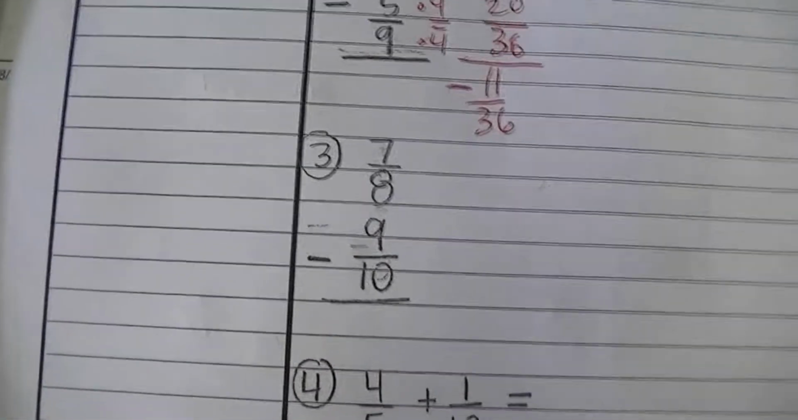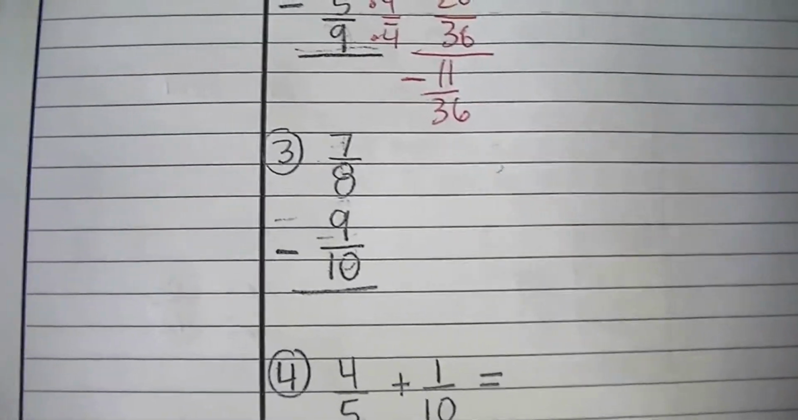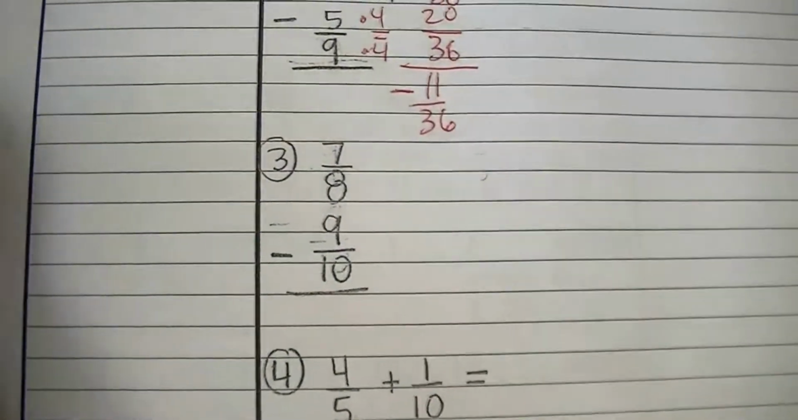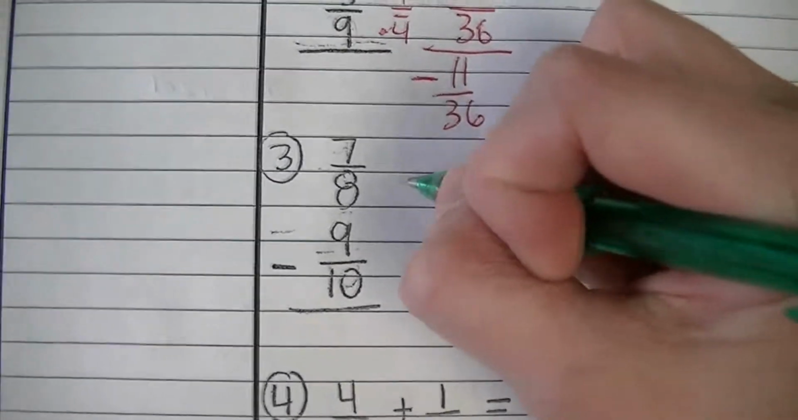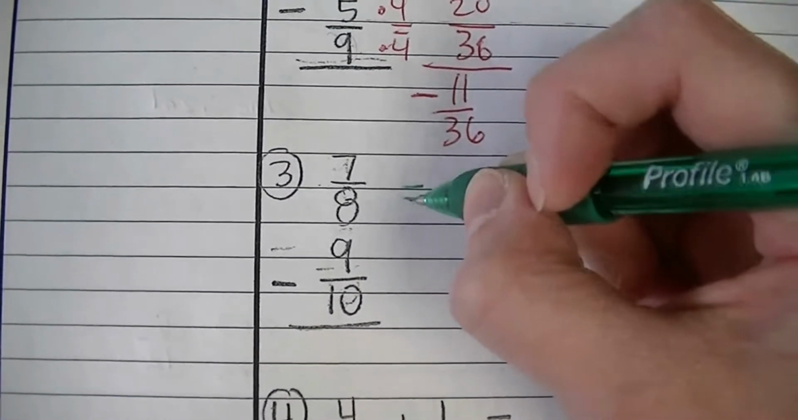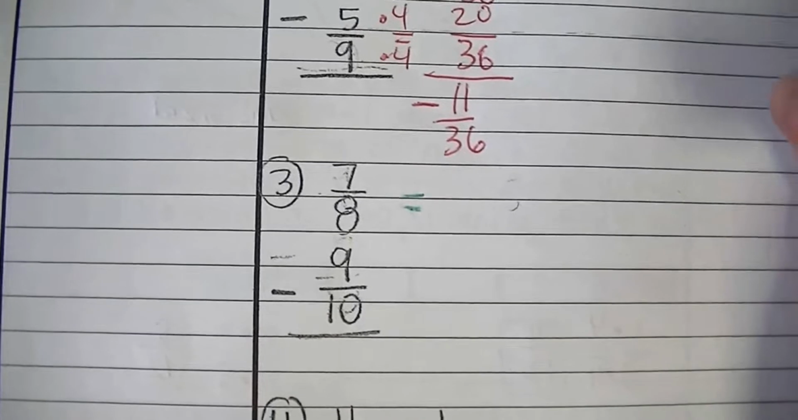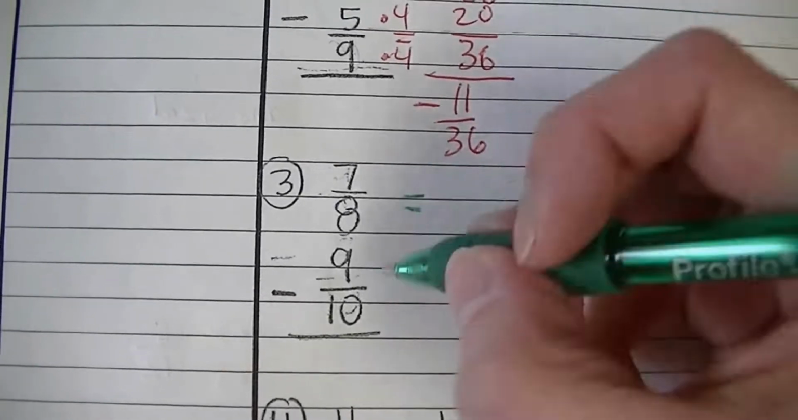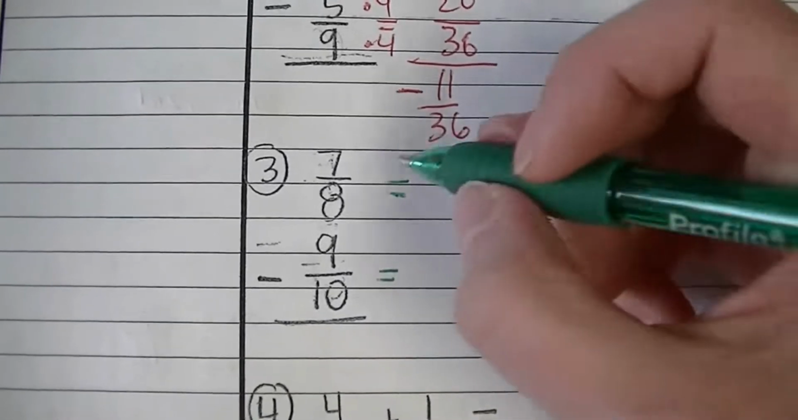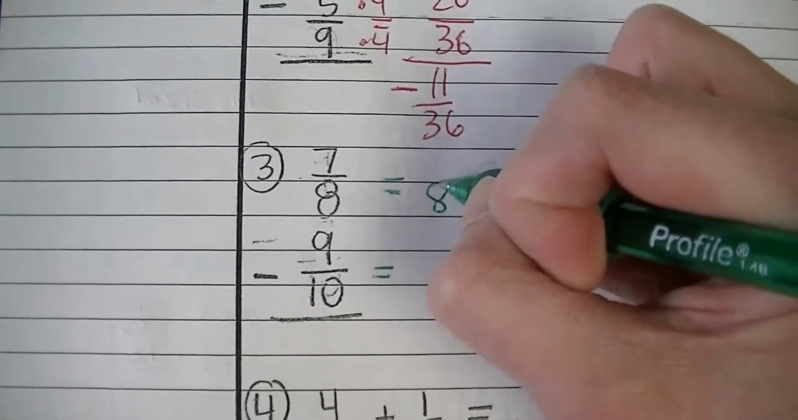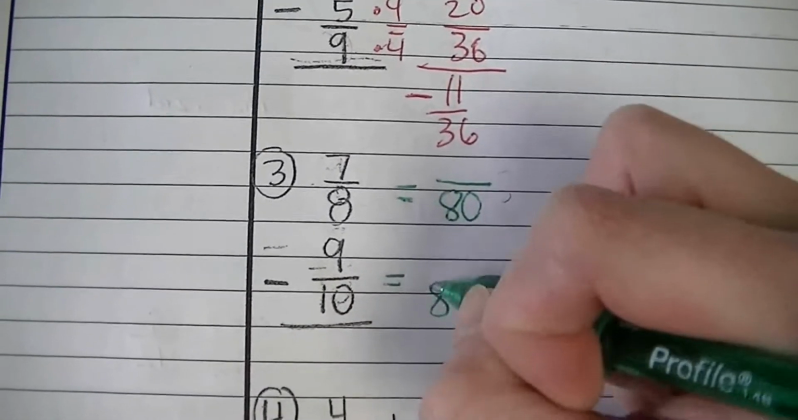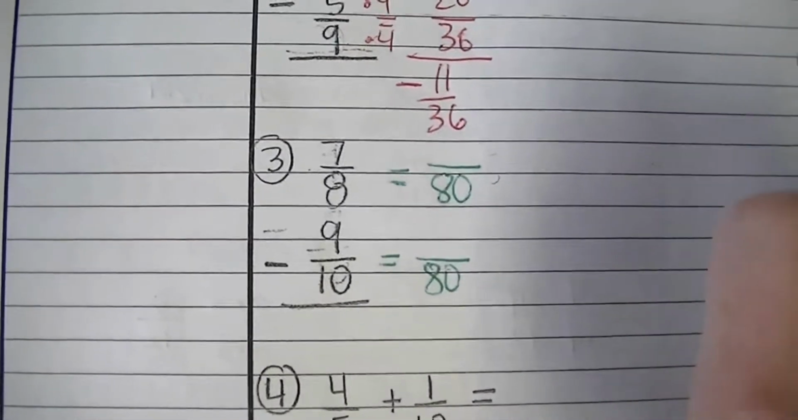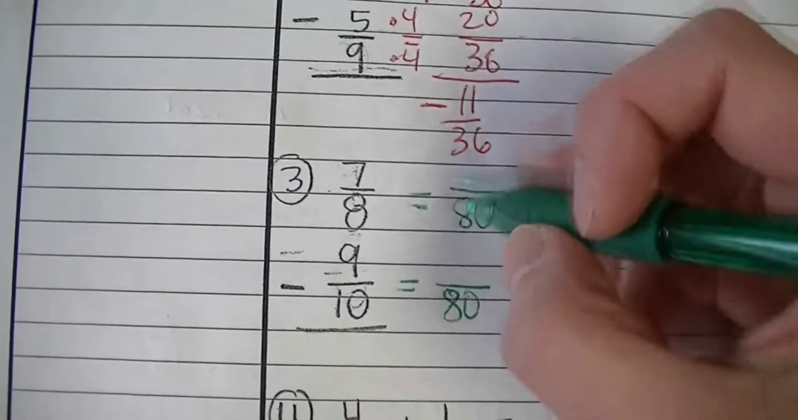Number 3 says 7/8 minus 9/10. You should pause the video so that you can try this one on your own. A common denominator that you can use is 40, you can use 80, you can use 800. I think many of you might have, when you first looked at this, just thought of 80. So that's what I'm going to use. But you'll notice if you use 40 or any of the other ones, when you simplify it all the way down, you'll get the exact same answer.